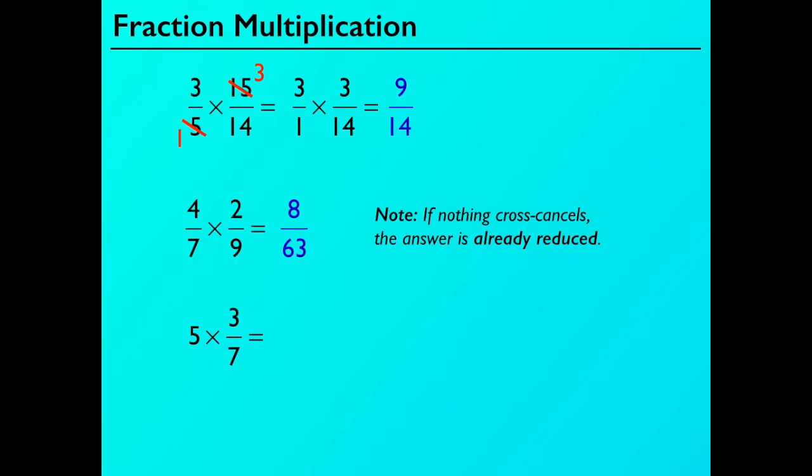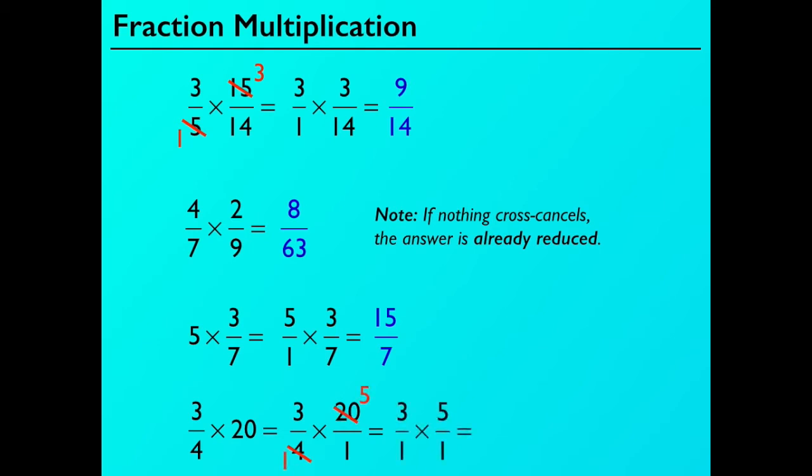This example, 5 times 3/7, we can rewrite as 5/1 times 3/7. There's nothing to be reduced, so 5 times 3 is 15, 1 times 7 is 7. This example, 3/4 times 20, we can rewrite as 3/4 times 20/1. Notice how 4 and 20 both have 4 as a factor. So we can rewrite this multiplication problem as 3/1 times 5/1, 15/1, which is 15.